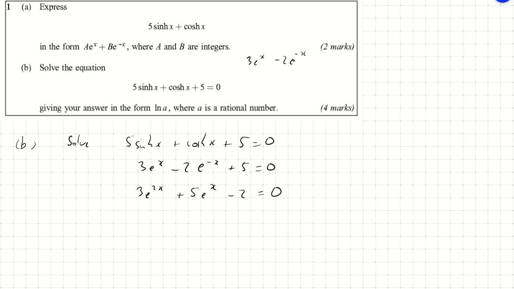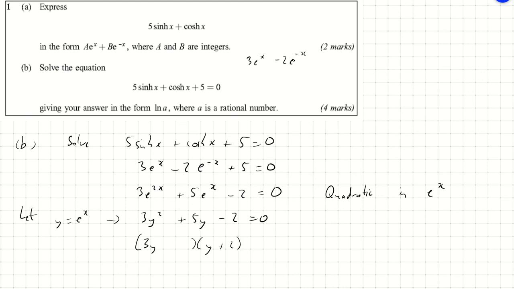And the reason I switch the order around to bring this 5 in front is because now this is a quadratic equation in e to the x. So, you know, if we let y equals e to the x, then our equation is 3y squared plus 5y minus 2 equals 0, because e to the x squared is e to the 2x. Now this is quadratic, so we can solve it. We get 3y and y, and I think y plus 2 here, y minus 1 equals 0.